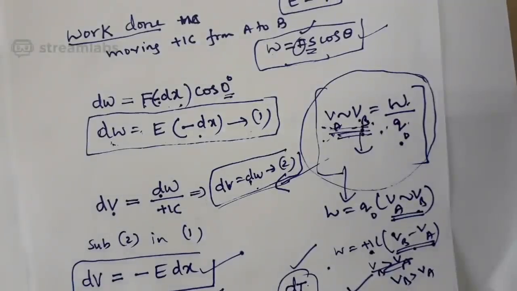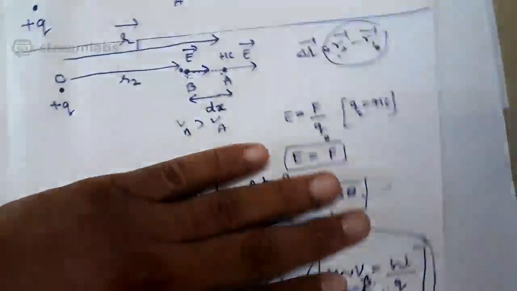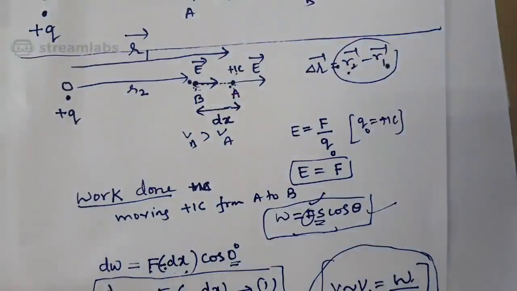What is the meaning of the negative sign? I told you, if you move along the direction of the electric field, the potential goes on decreasing. That is the meaning of the negative sign.